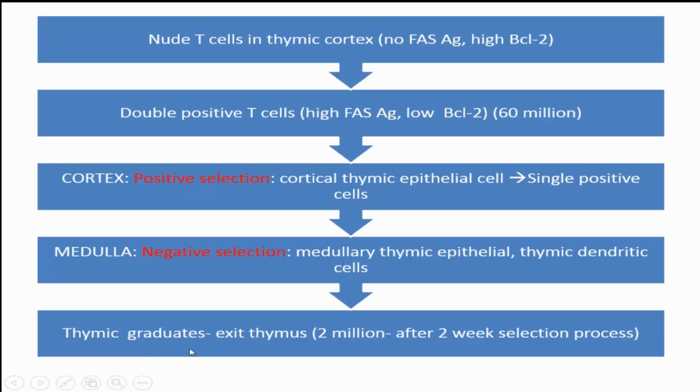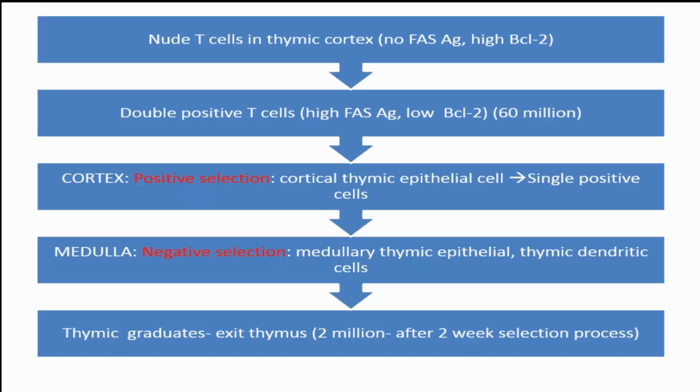So how does that testing work? In the cortex, they undergo something called positive selection. Each T cell that comes to the cortex is asked a question: can they bind to the self-MHC? The MHC is bound to a peptide, so the T cell has to interact with that MHC with appropriate affinity in the cortex. If the answer is yes, then they survive, and that's the reason it's called positive selection.